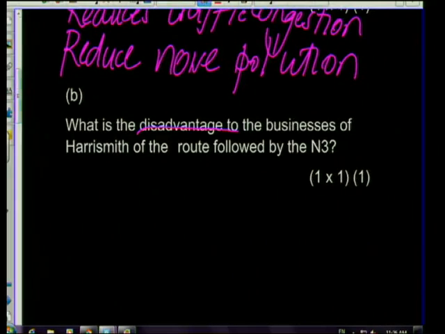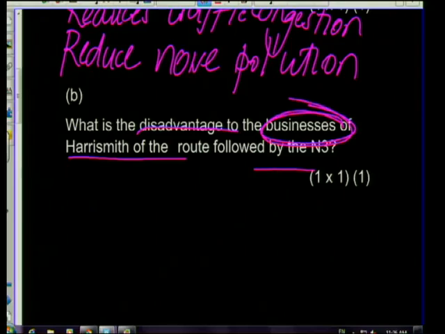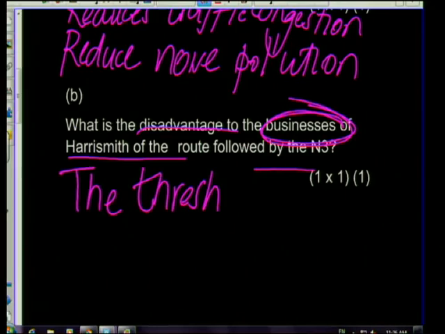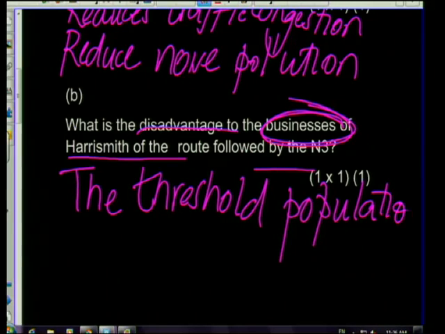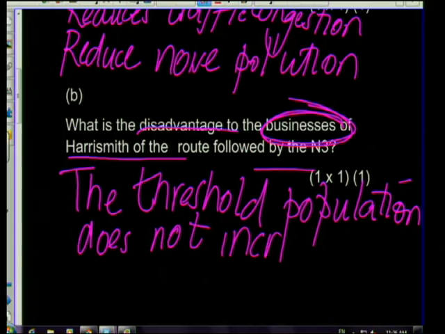What is the disadvantage to the businesses of Harrismith of the route followed by the N3? Now we've discussed this. It makes sure that the threshold population does not increase too much. So that means that the business does not grow as much as it should. So the businesses' threshold population does not increase.